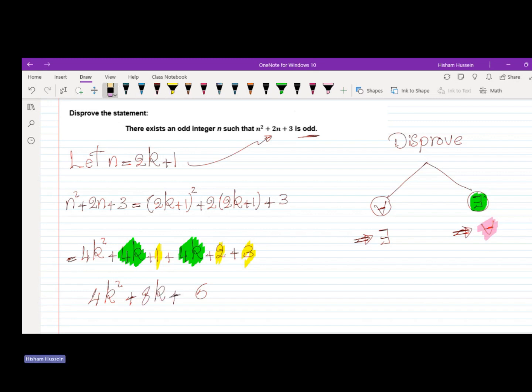The question now: can you factor 2? Is it even or odd? To determine if this is even or odd, the question is, can you factor 2? Sure, we can factor 2. Here, this will be 2 times (2k squared plus 4k plus 3), which is even, not odd, as mentioned in the statement. So this is the way for disproving such forms of statements. If the statement is a there exists statement, you have to prove its negation.